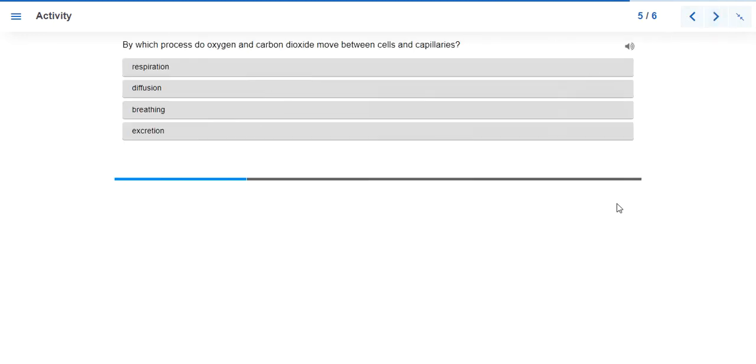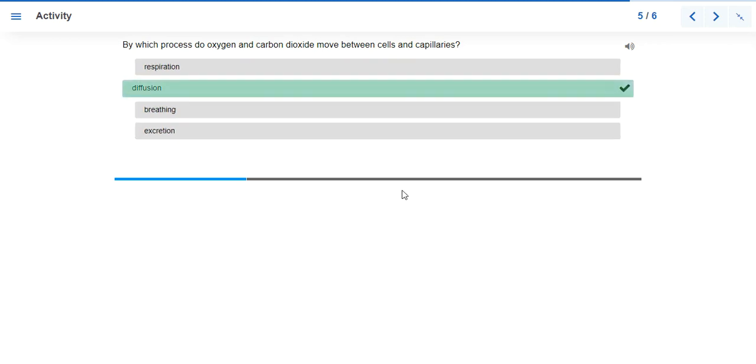We have some activities here. It includes past year questions from Cambridge IGCSE. By which process do oxygen and carbon dioxide move between cells and capillaries? By diffusion.